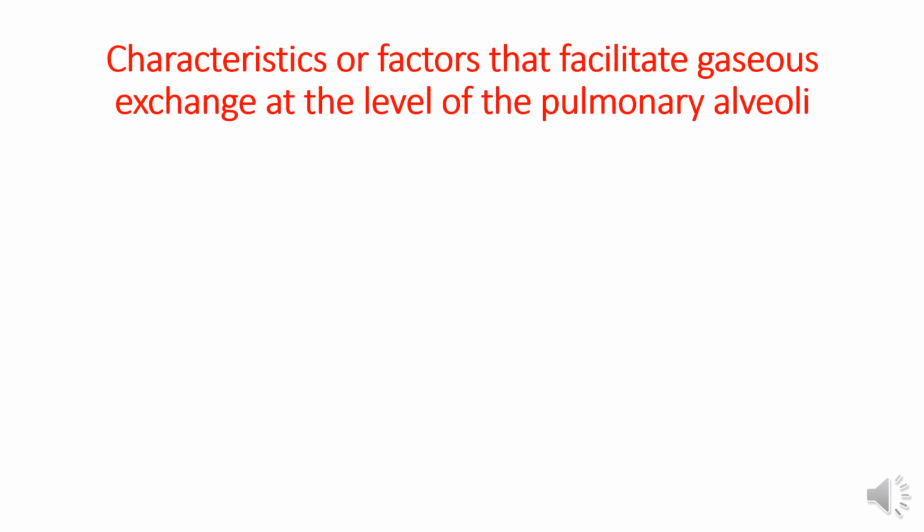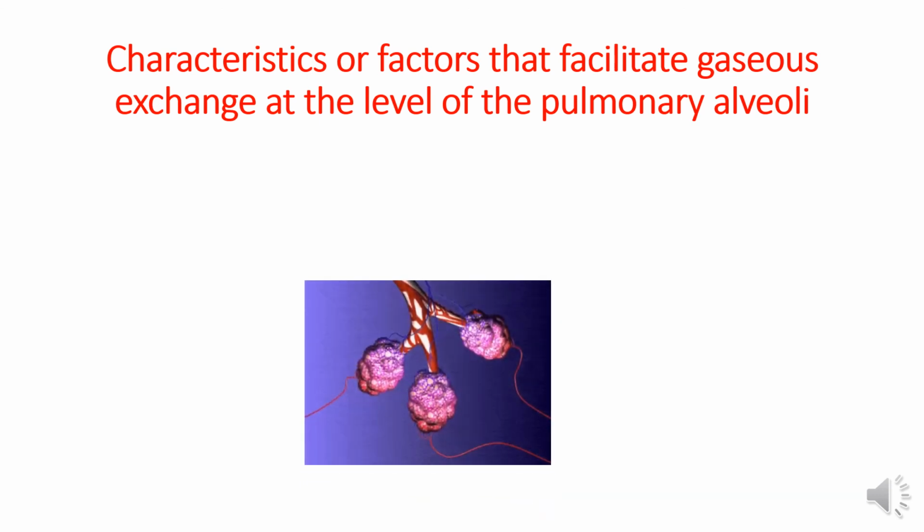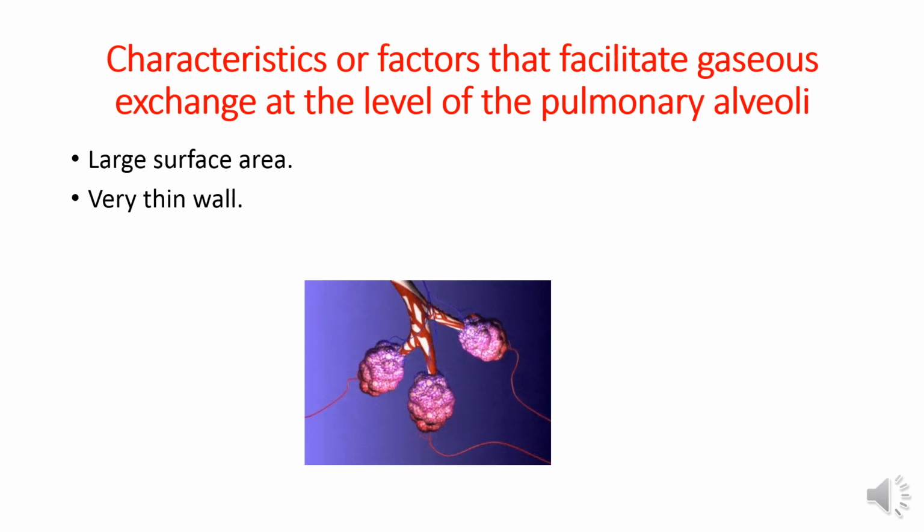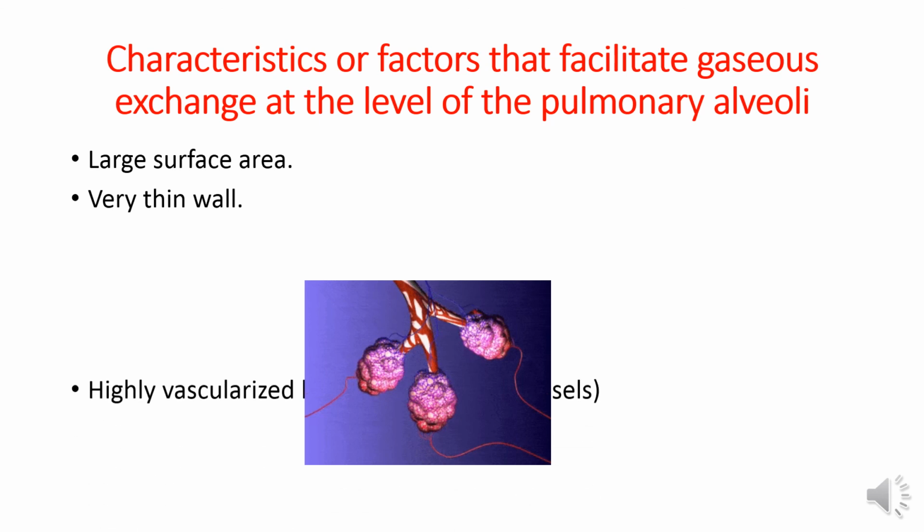Characteristics or factors that facilitate gaseous exchange at the level of the pulmonary alveoli. Look at the picture, please. First, large surface area, because the lungs contain millions of pulmonary alveoli. Very thin wall. The wall of the pulmonary alveolus and that of the blood vessels are very thin and permeable. Permeable means porous. It allows the passage of the gases from the pulmonary alveolus into the blood and from the blood into the pulmonary alveolus.